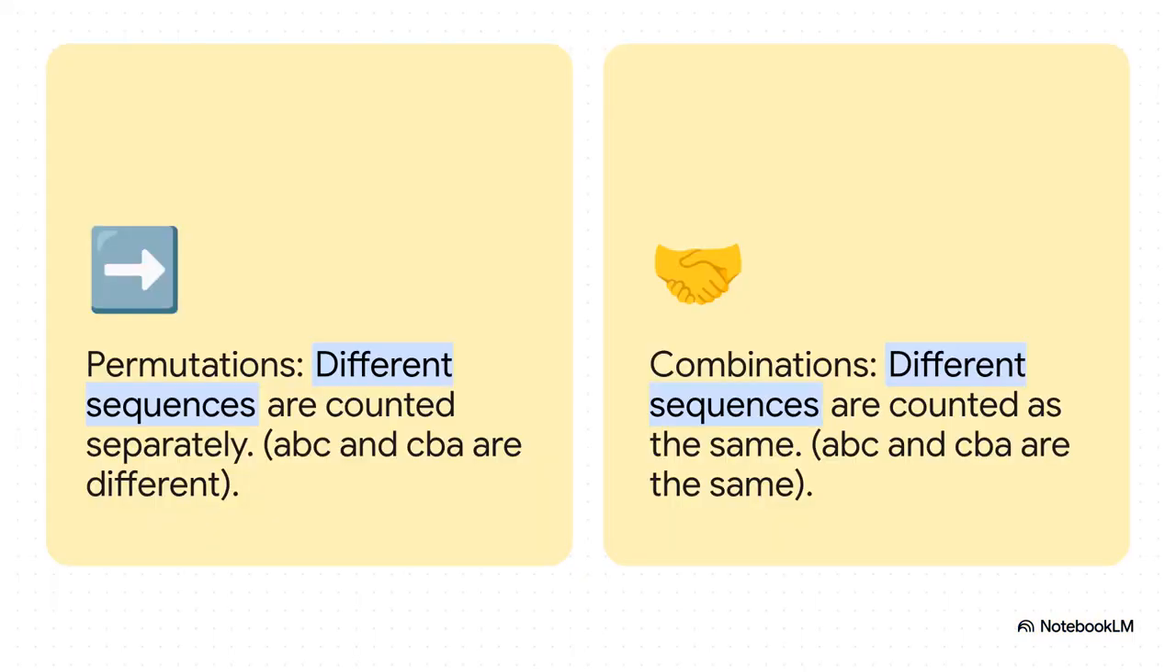For permutations, the sequence matters. ABC is a different outcome than CBA. Think of it like a list. But for combinations, the sequence doesn't matter. A group with A, B, and C is the exact same group, no matter how you write it down. Think of it like a group.